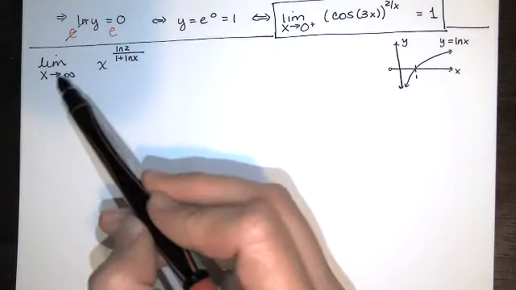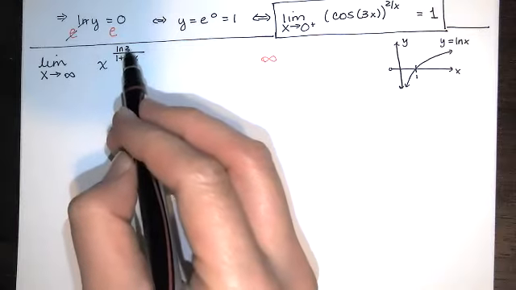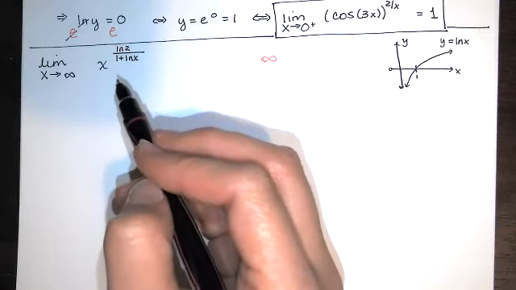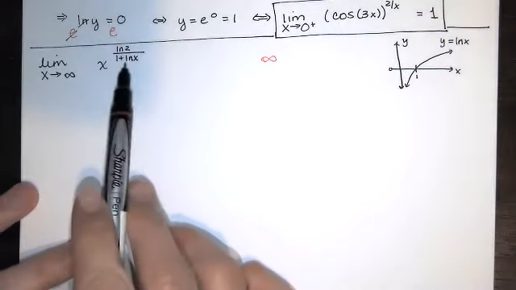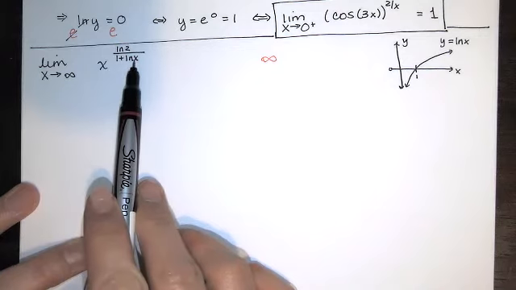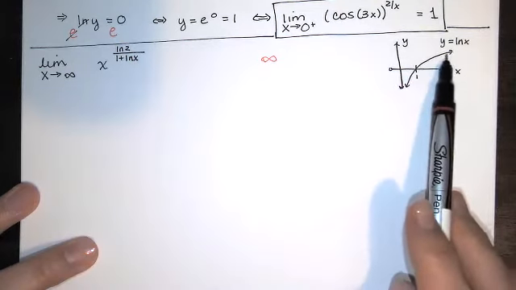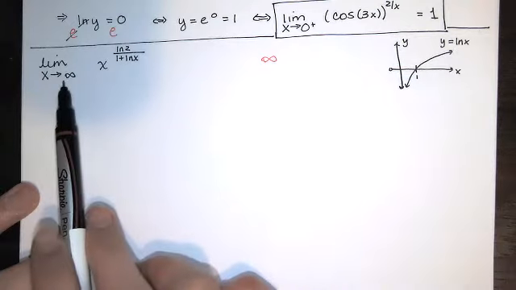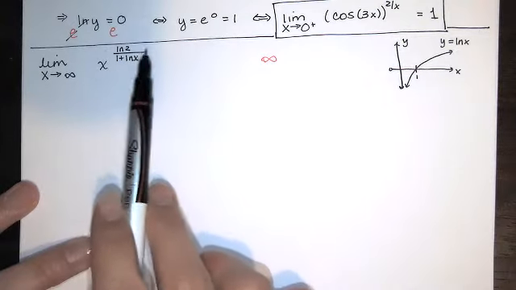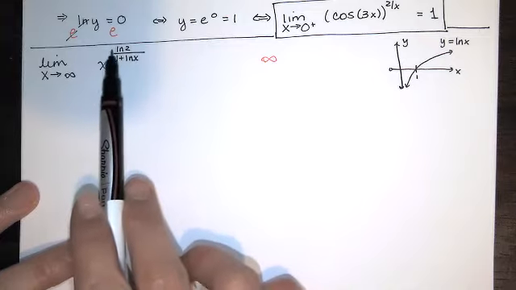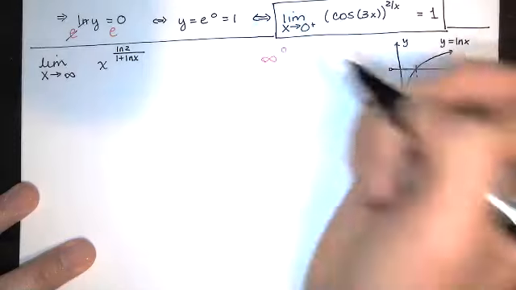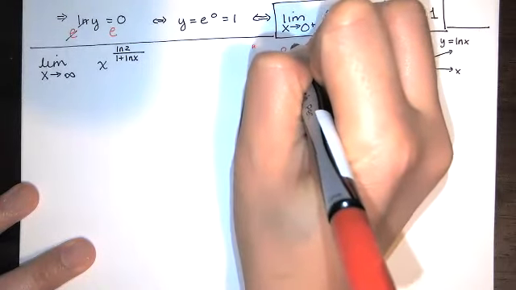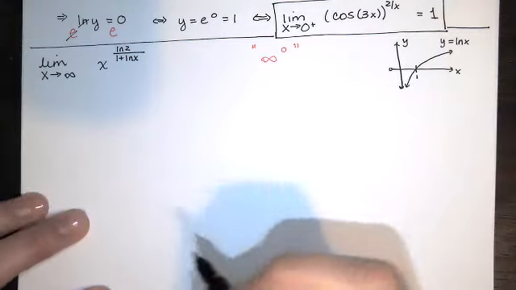As x approaches infinity, the base approaches infinity. Let's see what happens to the exponent. Now, natural log of 2 is just a number. In the denominator here, you've got 1 plus natural log of x. Natural log of x is slowly growing to infinity as x goes to infinity. So this is natural log of 2 plus something really large. A number over something really large is something really small. So that's an infinity to the 0 indeterminate form.